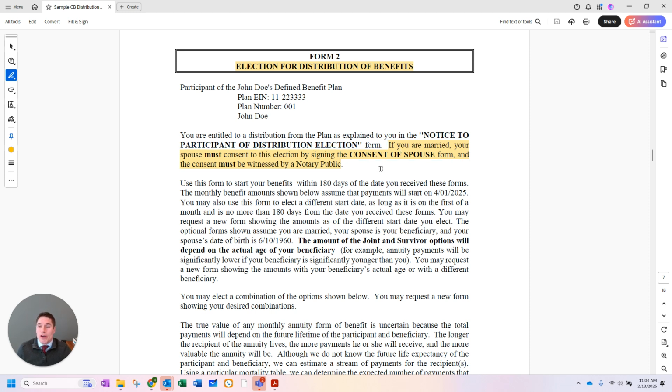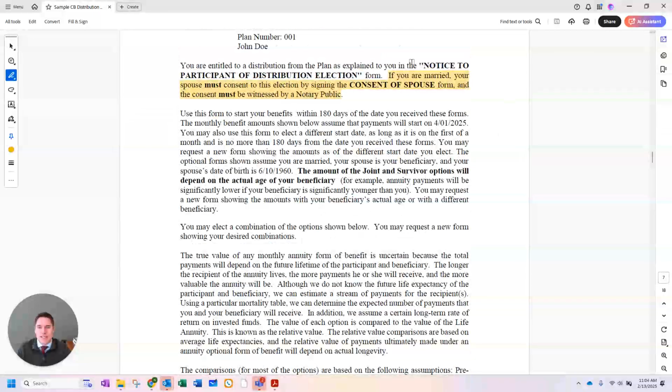It says, if you're married, your spouse must consent to the election by signing the consent of spouse form, and the consent must be witnessed by a notary public. So I'm going to get into that a little bit later. But if you select not to do the annuity option, your spouse needs to consent, and that needs to be notarized. So this is kind of a little bit of a pain, but is required.